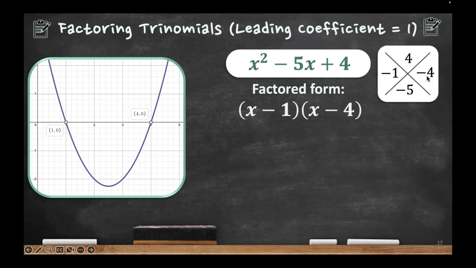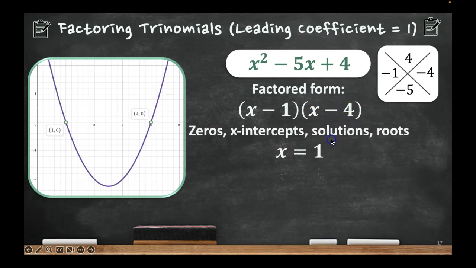All right? Because negative 4 times negative 1 gives you a positive 4. Negative 4 plus negative 1 gives you a negative 5. From here, take each factor and set it equal to 0 and solve. When you take x minus 1 equal to 0, you get x equals 1. When you take x minus 4 equal to 0, you should get x equals 4. And as you can see in the graph over here, 1 and 4 is where it crosses the x-axis.